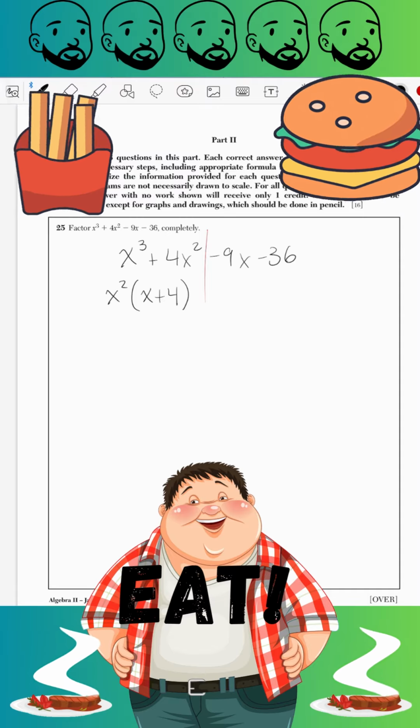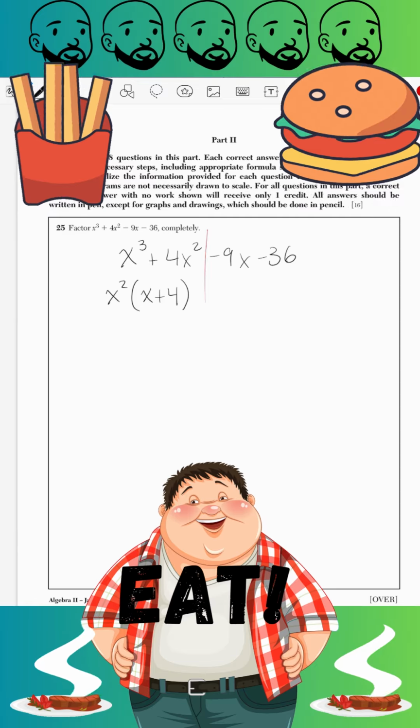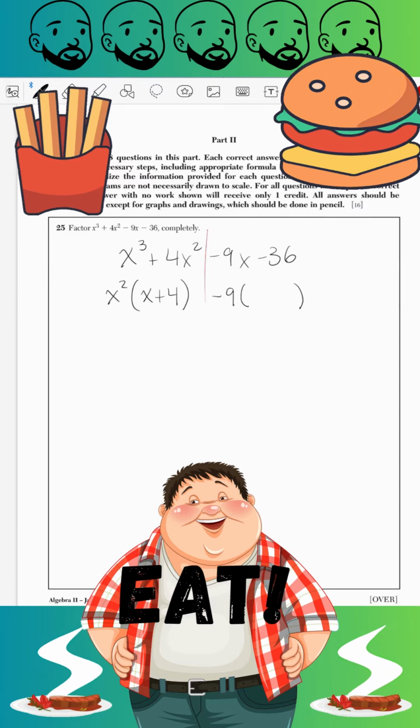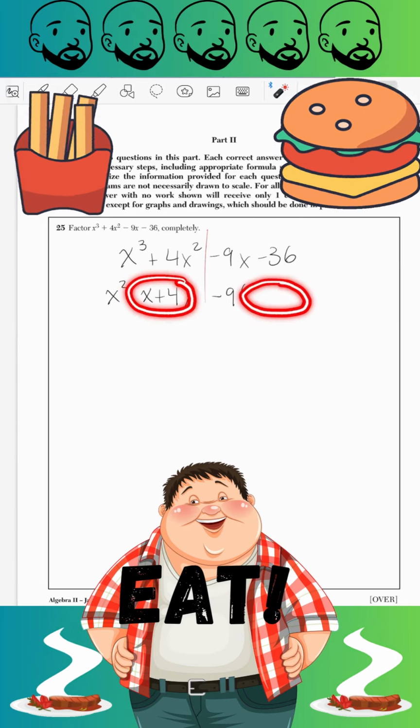9x and a 36, it's going to be 9. 9 can go into both of those. We're actually going to pull out a negative 9. Let me tell you why. When you're doing factor by grouping, you need whatever was in this parentheses to be exactly whatever's in this parentheses.